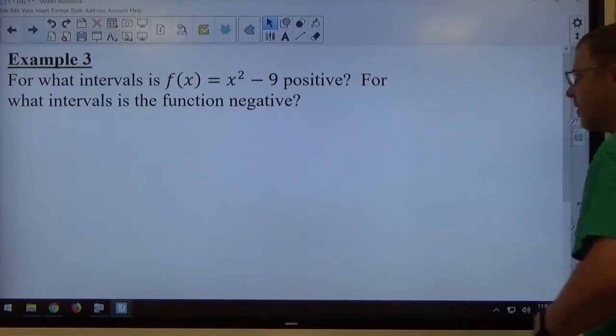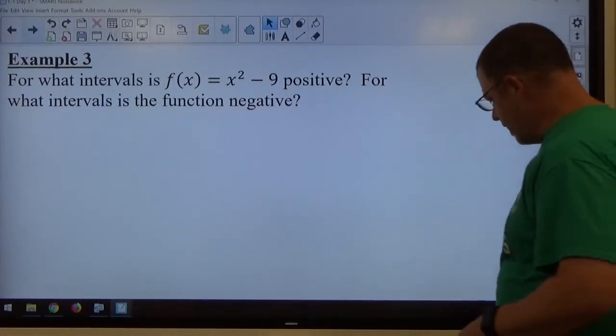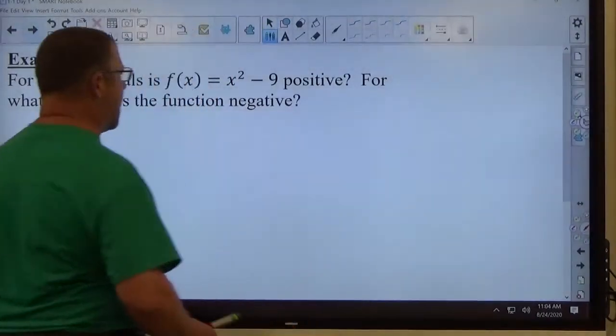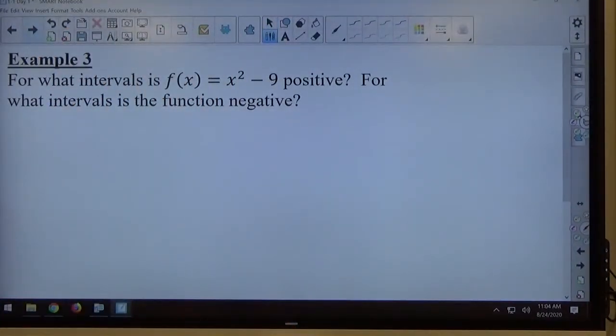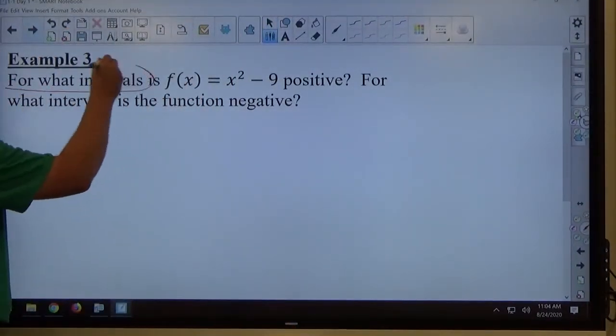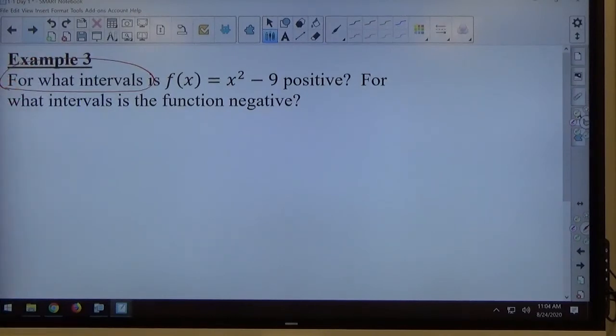Okay, for example 3, it says for what intervals is f of x equals x squared minus 9 positive? For what intervals is the function negative? When it says for what intervals, it's looking for interval notation. So it's looking for parentheses or brackets from number to number. All right. So the easiest way to do this, I'm looking at, first of all, the domain of this.